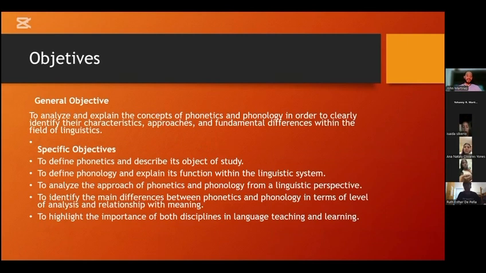General objective: to analyze and explain the concept of phonetics and phonology in order to clearly identify their characteristics, approaches, and fundamental differences within the field of linguistics.